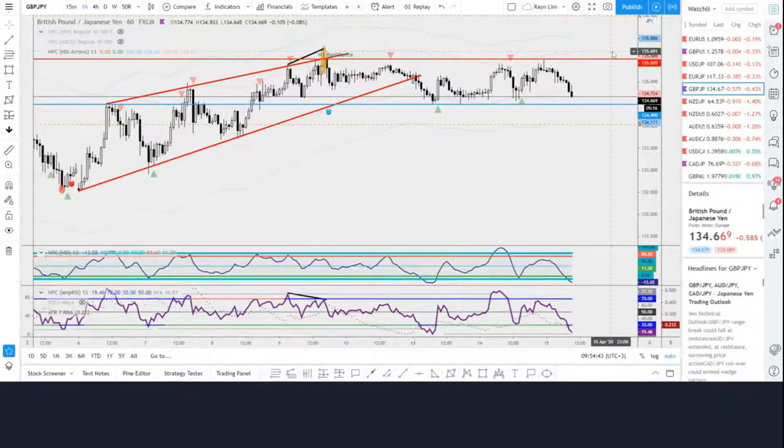So not quite sure if NinjaTrader can do this kind of alert, but TradingView definitely can, and this is one of the reasons why I subscribe to them.